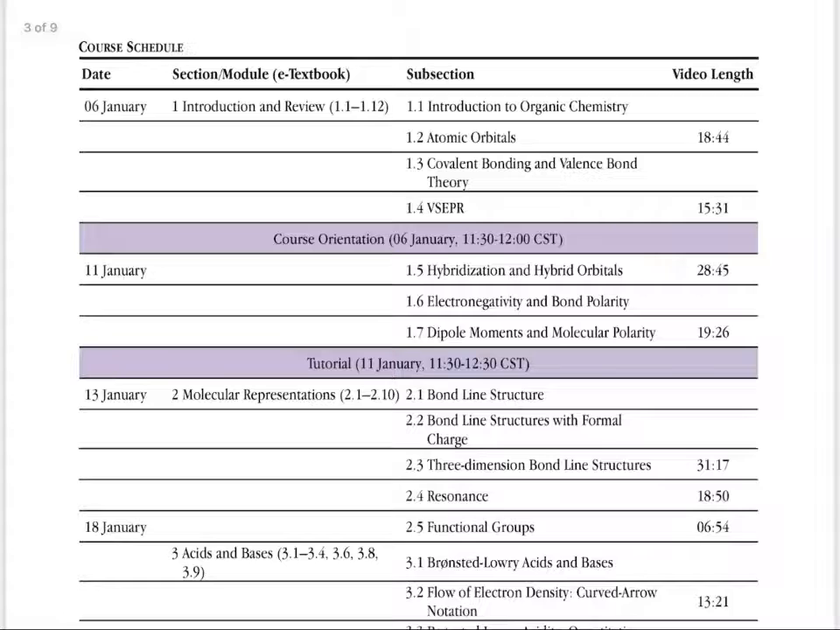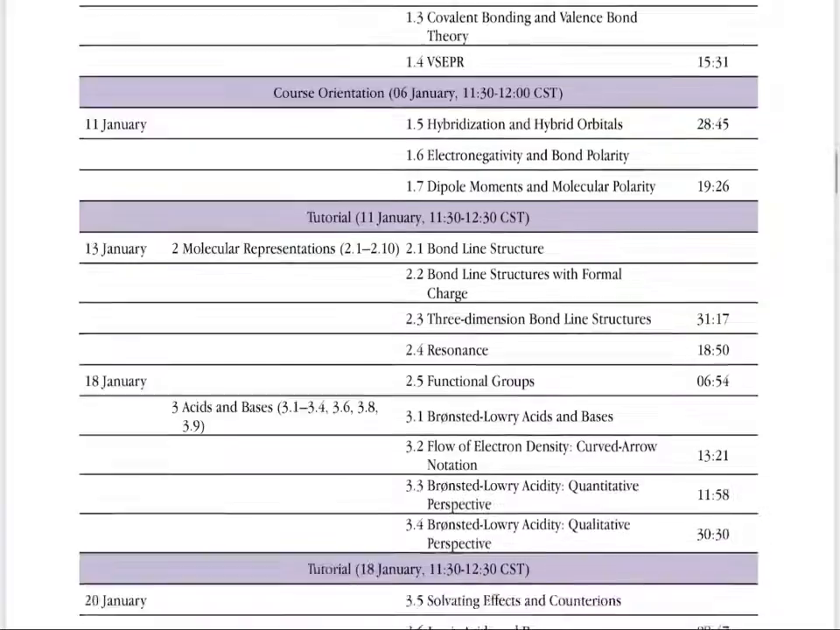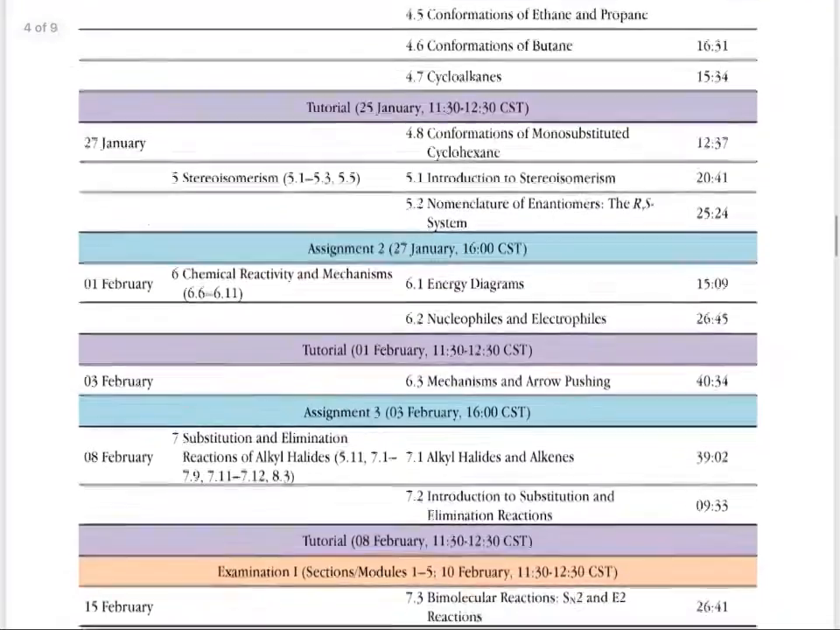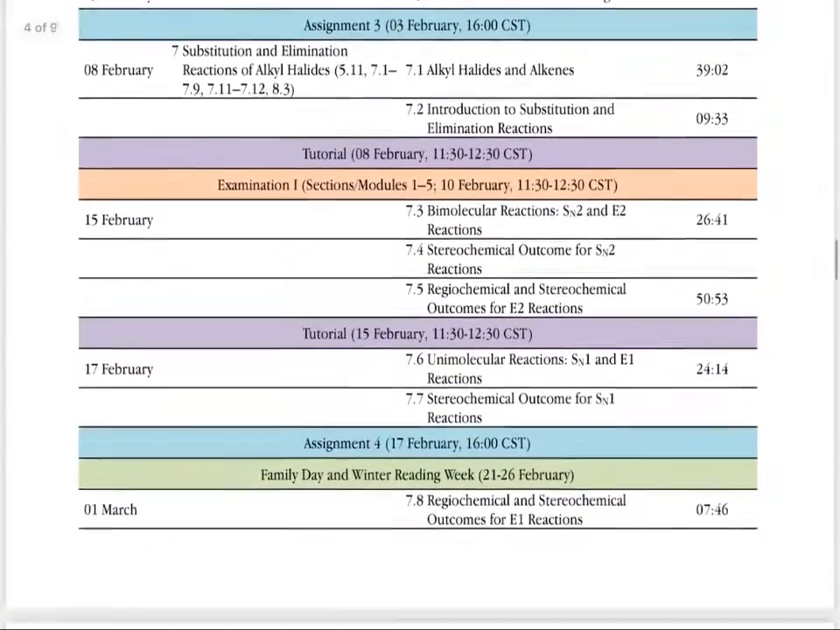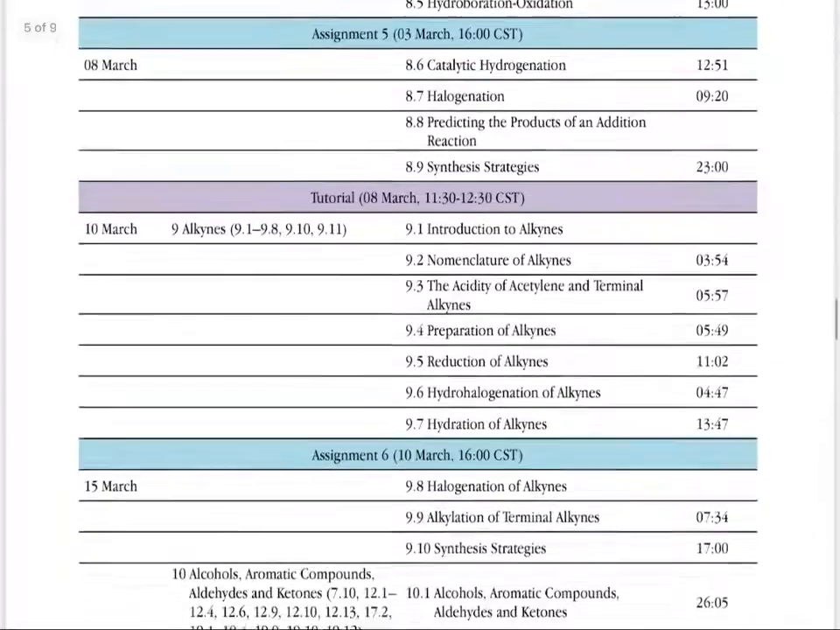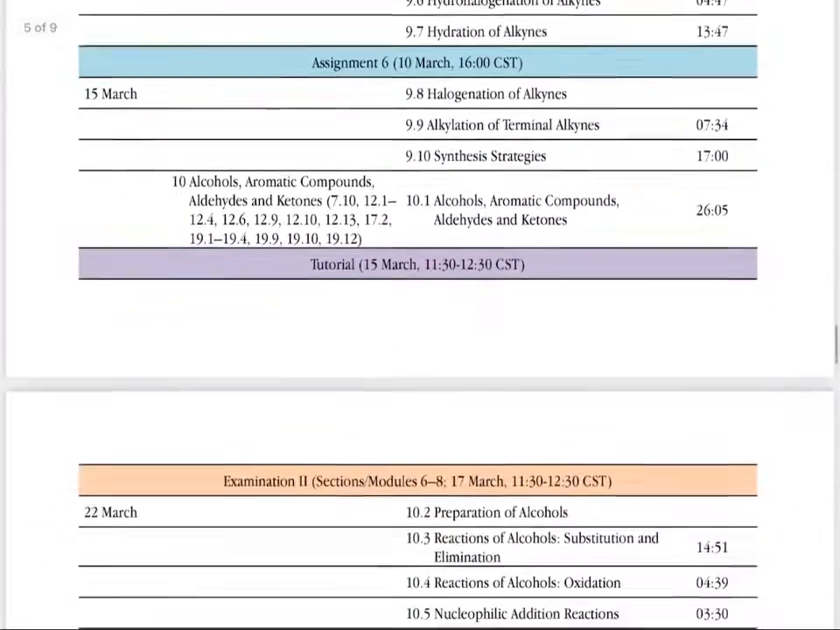In our outline, I've also included a course schedule. This highlights what topics we'll be covering in each of our lectures. It also includes important dates, such as our upcoming tutorials, when assignments are due, and when we will be holding our examinations, both in class and the final examination. So you can use this as a guide to see where you are in the course at any point in time.